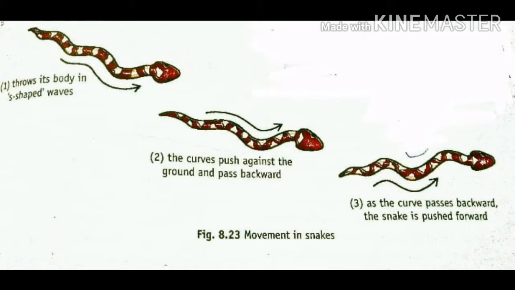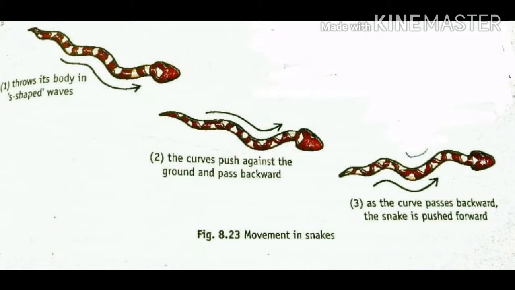Most snakes move in a wave-like manner. See, they move in a wave-like manner. See this picture. The flexible backbone helps them in the movement. The body curves like a wave. The wave-like motion pushes the body forward by pressing against the ground.